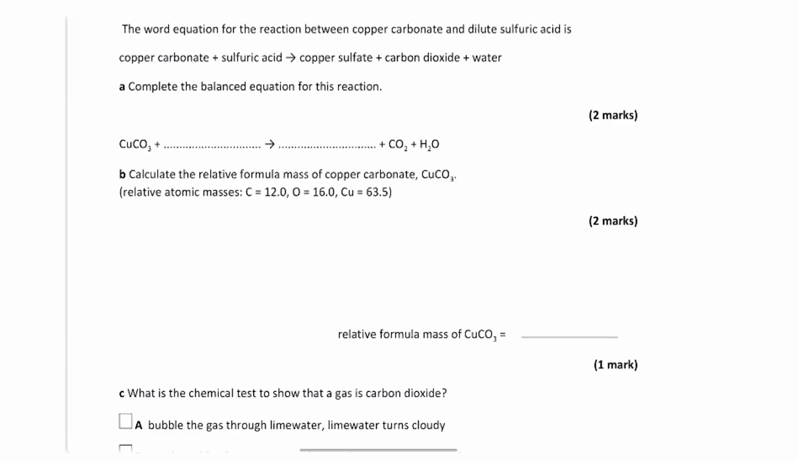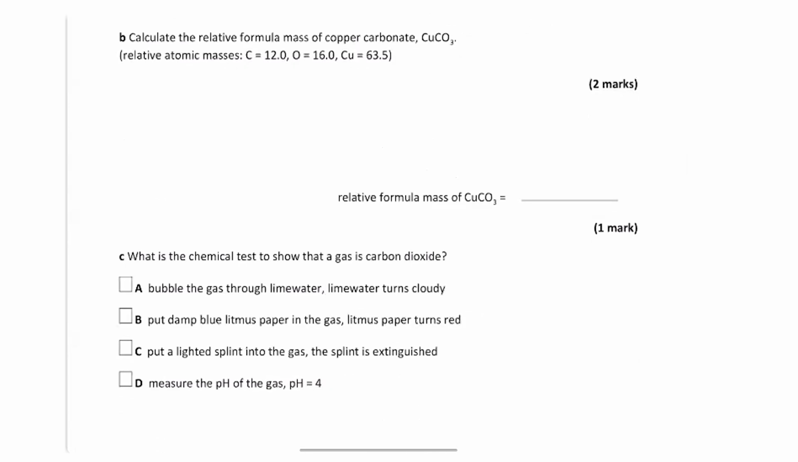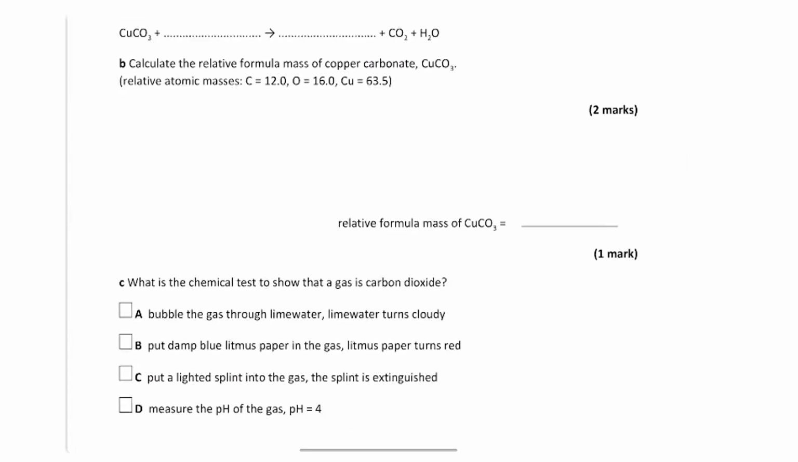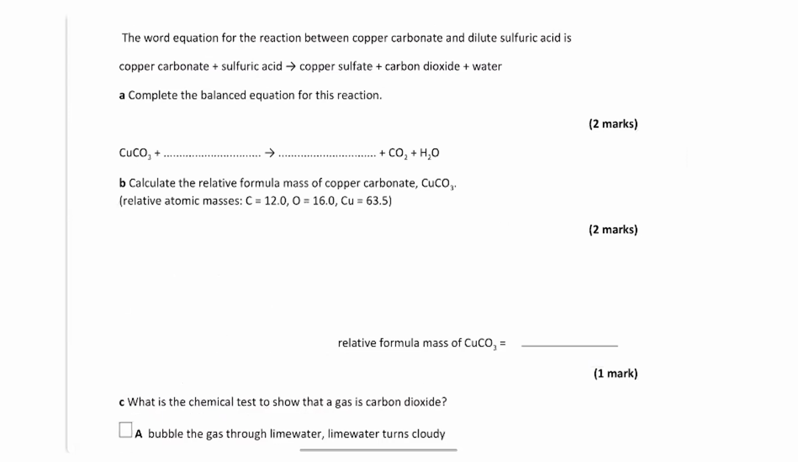They've got CuCO3 plus, and then a blank space with an arrow, and then another blank space, plus CO2 plus H2O. Now the second part is to calculate the relative formula mass of copper carbonate, CuCO3. And then, what is the chemical test to show that the gas is carbon dioxide? So that is 5 marks there.